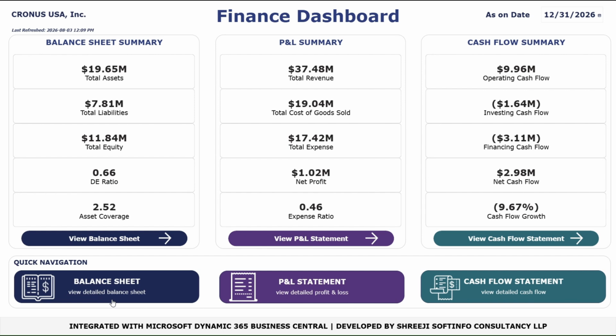Together, these 3 summaries provide executives with an instant overview of the company's financial health without navigating through multiple reports. At the bottom of the dashboard, the quick navigation section enables users to open detailed financial reports with a single click. Let's begin with the balance sheet report.